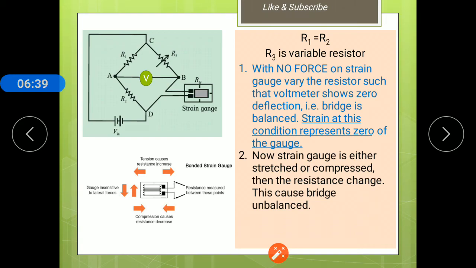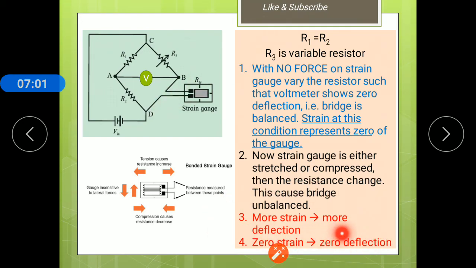If the strain gauge is compressed, resistance decreases and the voltmeter shows a very small deflection. If the strain gauge is stretched under tension, resistance increases, so it shows more deflection. And if no force is applied, it shows zero deflection. This is how we can accurately measure a very small change in resistance using the Wheatstone bridge. So these are the different applications of the Wheatstone bridge.